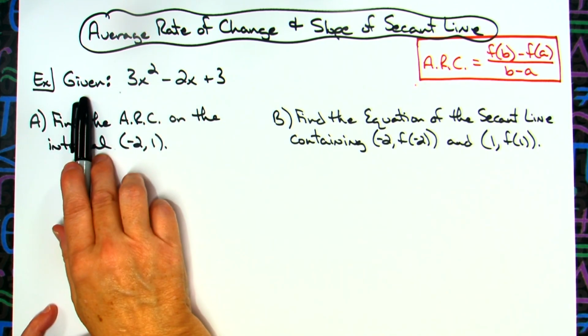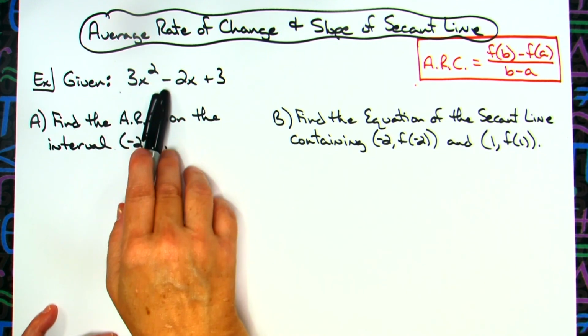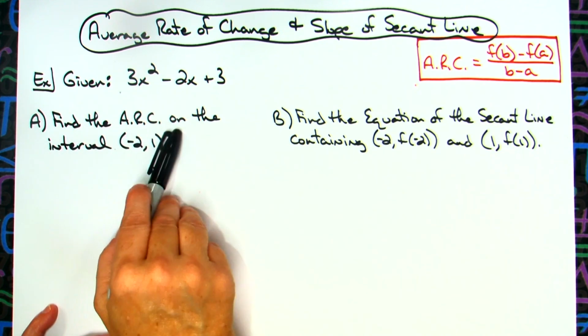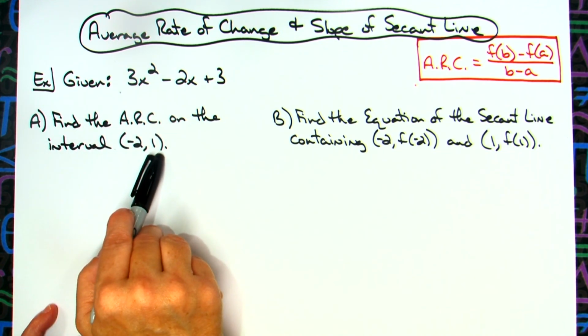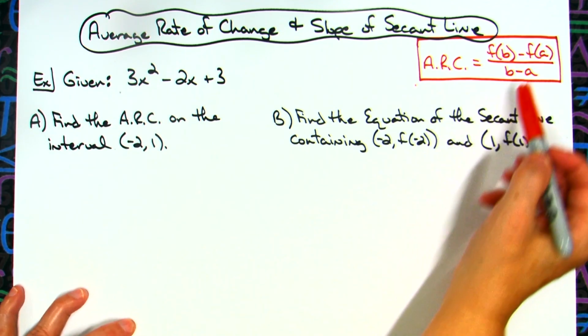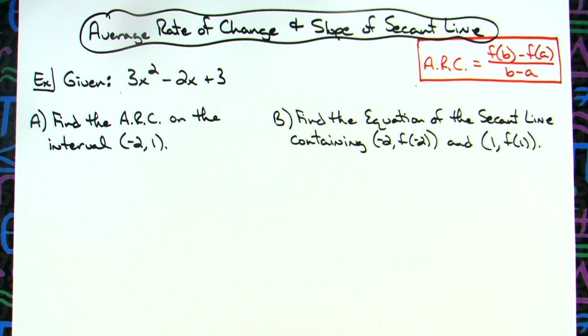All right, so we're going to be given a function. We're going to call this our f function. It's going to be 3x squared minus 2x plus 3. Part A says find the average rate of change on the given interval from -2 to 1. Basically this is no more than using that average rate of change formula, plugging the numbers in, and then working it out.